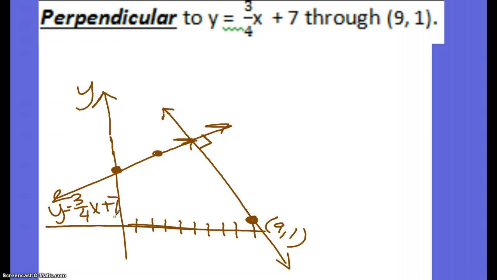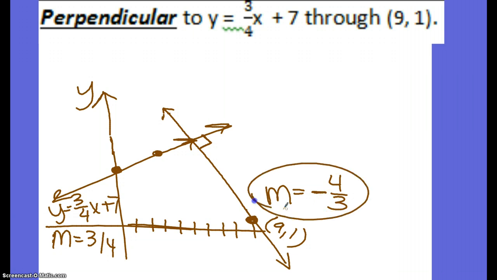So we know that we need perpendicular slope to 3/4. So that means we need negative, which is what this line is doing. It's going down. And if you flip 3/4, we get 4/3. So that's the slope for perpendicular. So we'll have x and y. We need to go through that point. So y equals mx plus b.